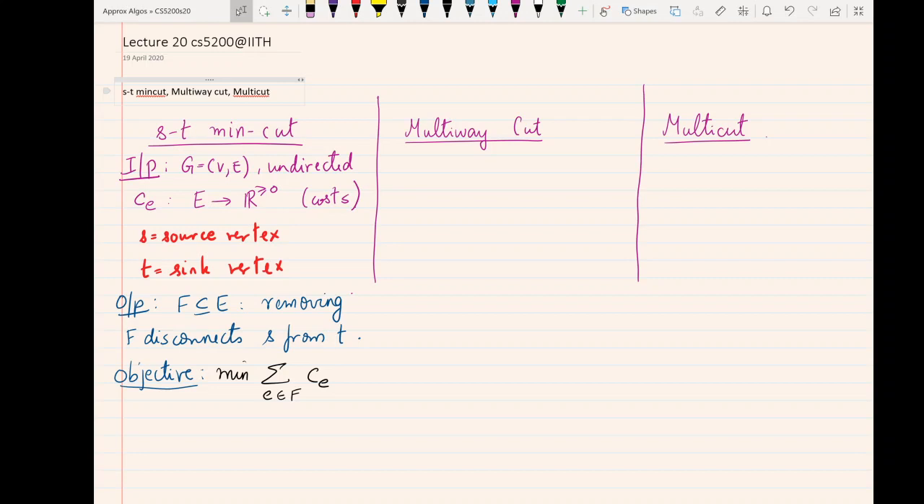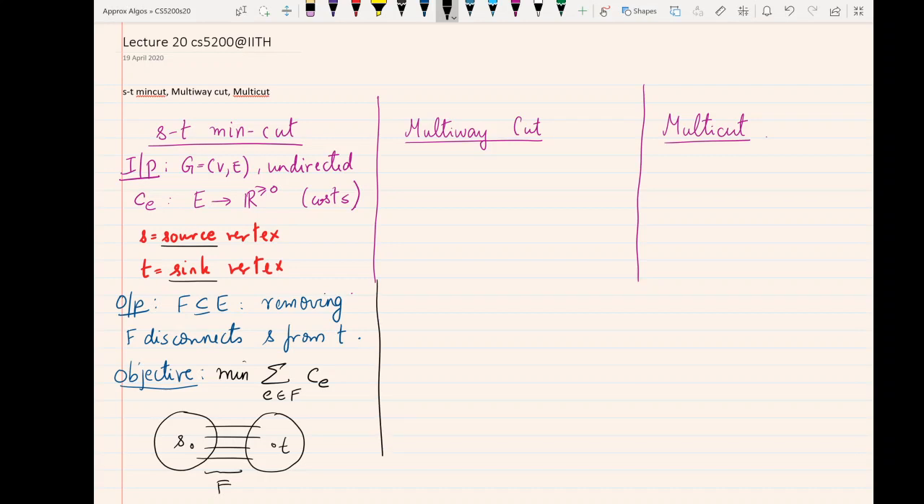The input is an undirected graph with costs on the edges, often known as capacities on the edges. You have two distinguished vertices, a source vertex and a sink vertex, S and T. Because the graph is undirected, these are basically interchangeable. The output you want is a subset of the edges, such that if you remove these edges from the graph, then you basically disconnect S from T. So this is F over here. The objective, as you would know, is to minimize the sum of the costs of the edges in F.